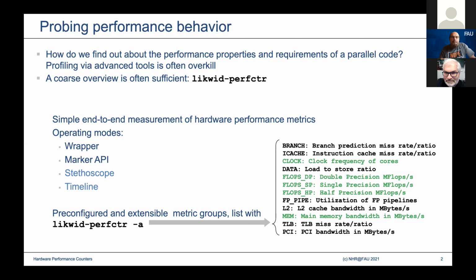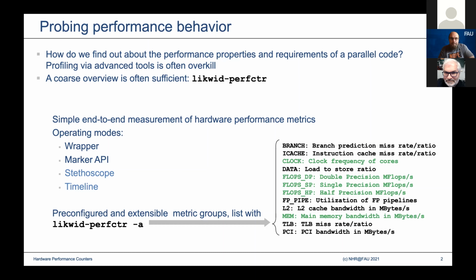Then we have some kind of code instrumentation where the user specifies which region of code should be measured. That's the marker API. And then we have 2 more modes, which I don't want to talk about today: the stethoscope mode, which is like looking from the outside at what the application is doing, and a timeline mode, which is like time-based sampling.